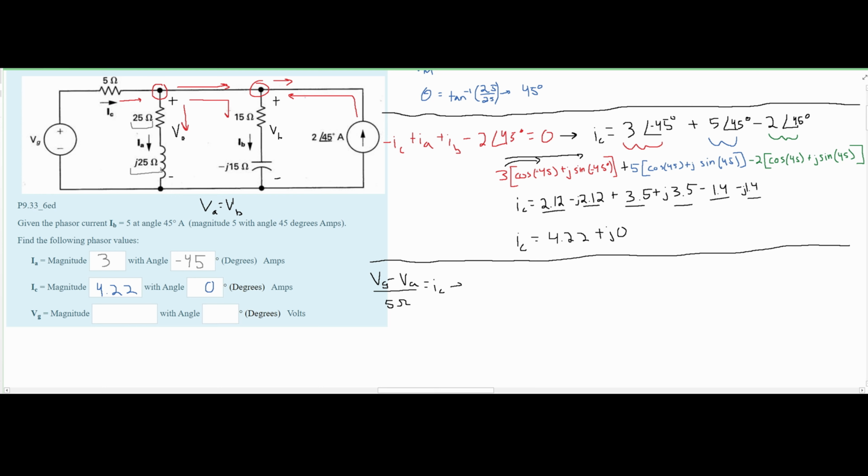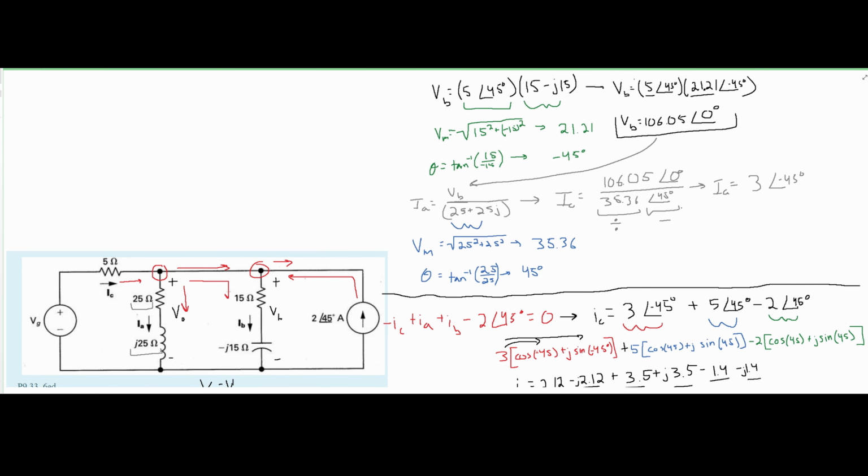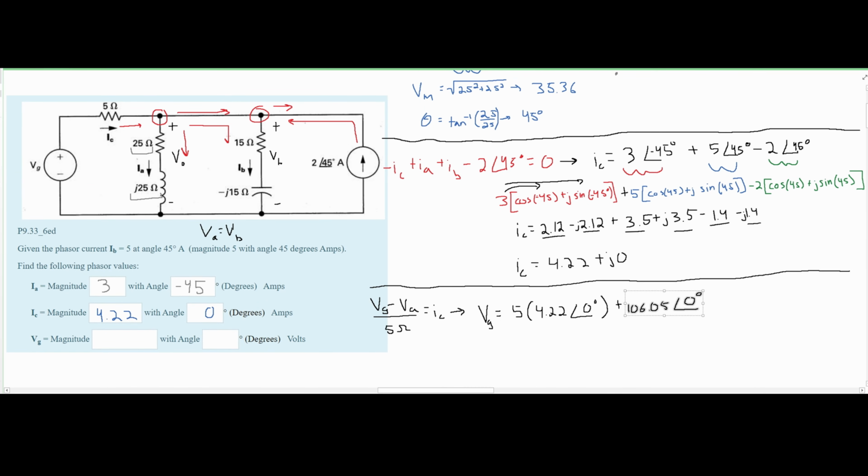From here, we're going to move some things around and plug some things in. We know we want to solve for our VG, so that's going to be by itself. We're going to set this equal to 5 times our IC, and we know our IC to be 4.22 with an angle of 0 degrees. And we're going to add to this our VA. And if we scroll up here, we can actually see that we've solved our VA previously. It says VB right here, but we know that VB is equal to VA. So we can just copy this and bring it down to our current equation. Once we have this in, we can go about solving this problem.